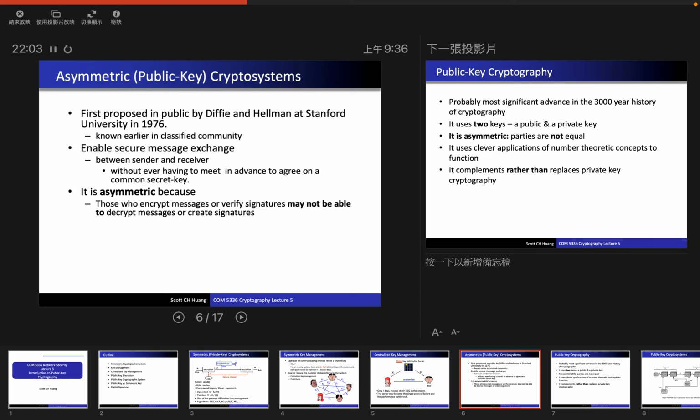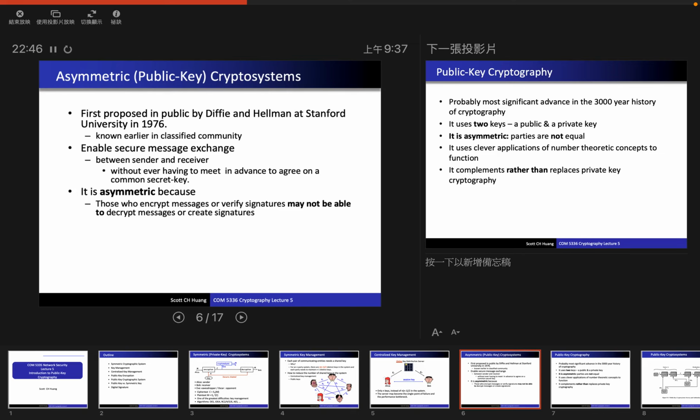Okay, so asymmetric or public key crypto systems was proposed in 1976. So this is really a while ago. Actually, I was born in 1976. So this concept is as old as I am. It has some surprising functionalities, capabilities. And it's asymmetric because those who encrypt the message may not be able to decrypt. So that's something really special.